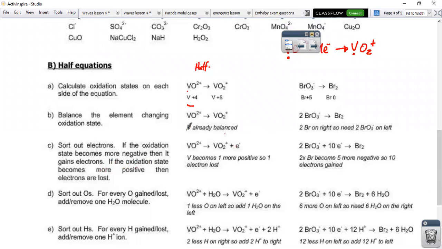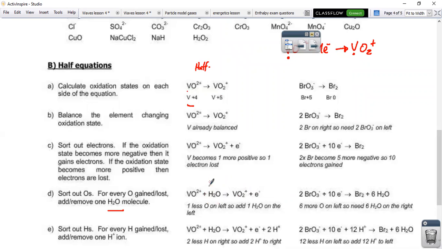Now we need to sort out these oxygens, because we've got oxygens this side that are not balanced with the oxygens on this side. For every oxygen gained, we need to add an H2O molecule. It's very important, this rule. Moving from here to there, I've gained one oxygen, so I need to add H2O on the left-hand side. If I had lost an oxygen, I would have had an H2O on the other side. But because of the gain going from left to right, I add my water on the left-hand side.